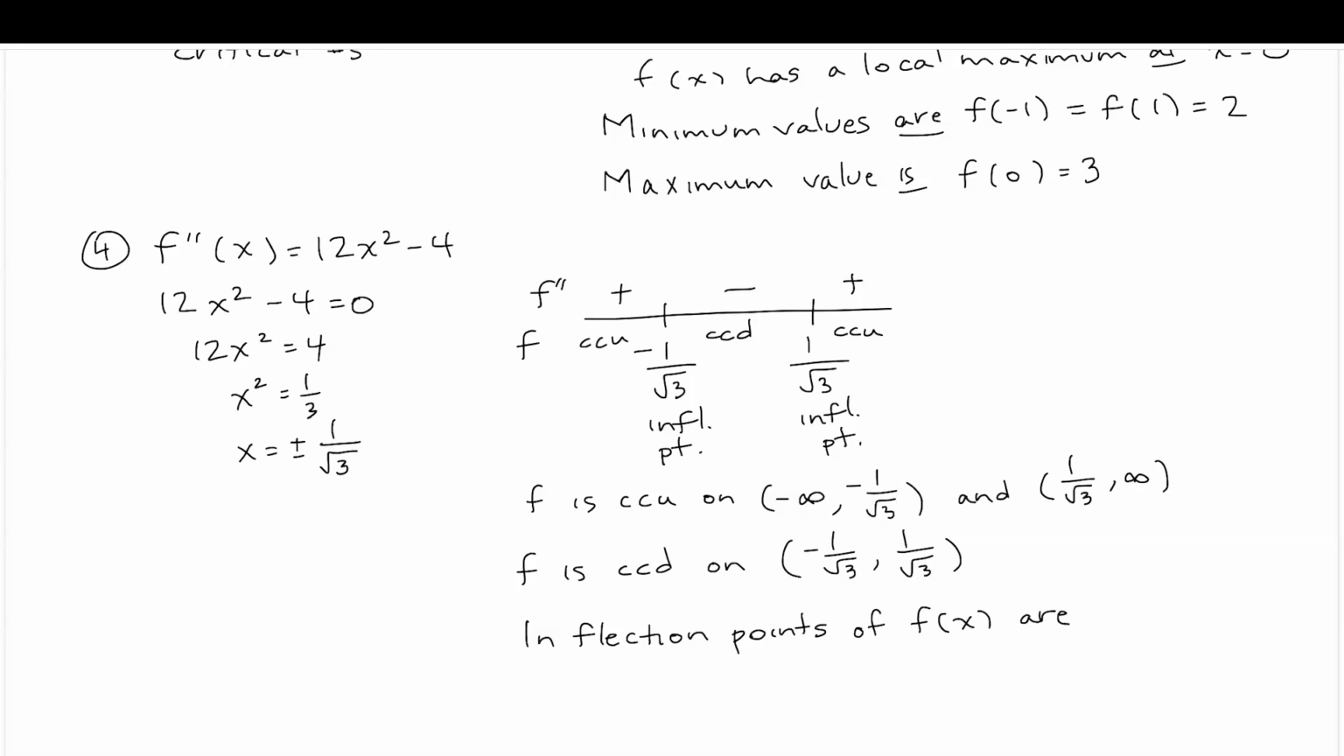So the inflection points of f of x are at negative 1 over root 3, and if you plug that into f of x to get the corresponding y value, it's 22 over 9. The other inflection point is at positive 1 over root 3, and again, if you plug that into f, the original function, you'll get a y value of 22 over 9.